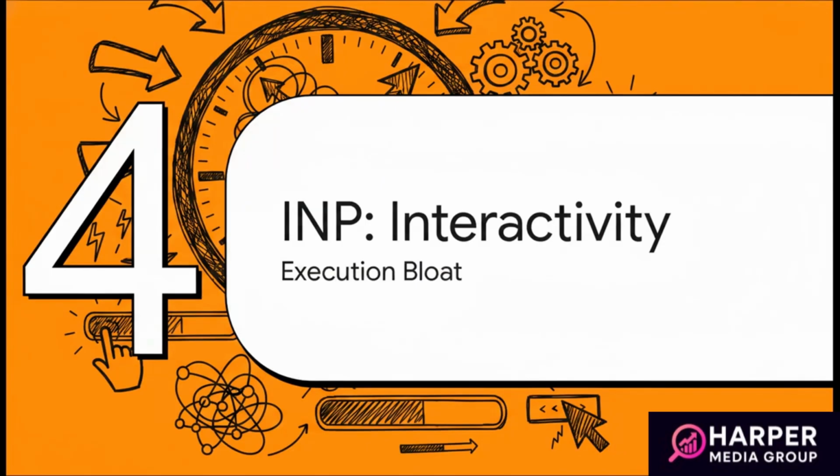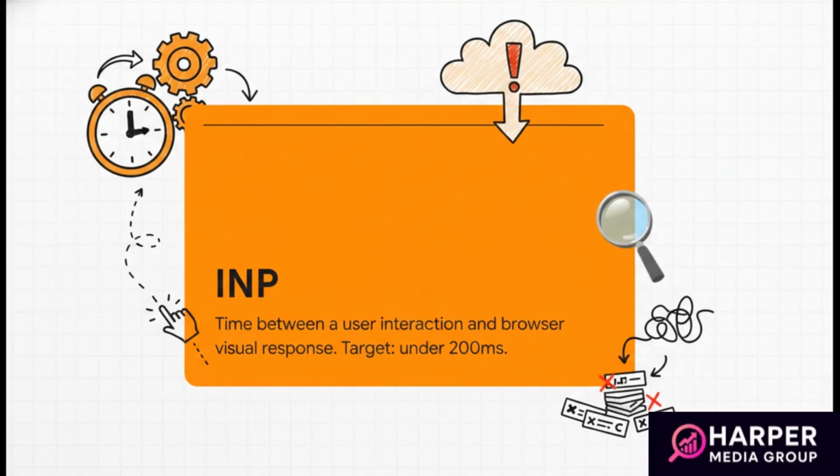Let's transition to Section 4, INP, covering interactivity and bloat. If LCP is about how fast the site looks, INP is about how fast the site feels when you actually try to use it. INP officially replaced FID as a core metric back in 2024, and it's basically the silent killer of interactivity. It fails when a browser's main thread is just too clogged up by JavaScript bloat or third-party scripts to respond to a user's click within 200 milliseconds.